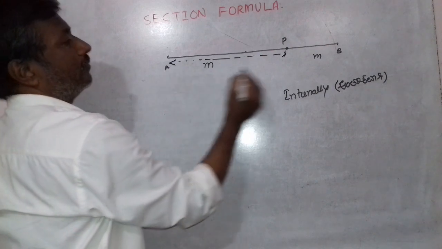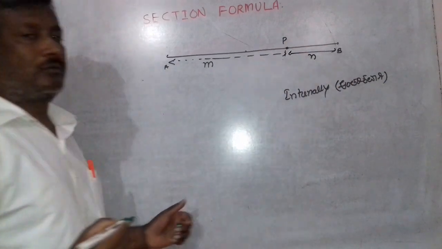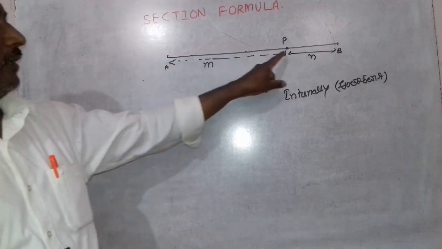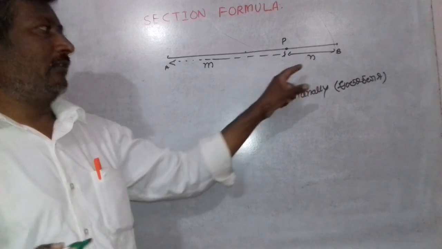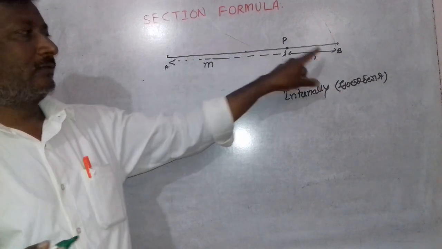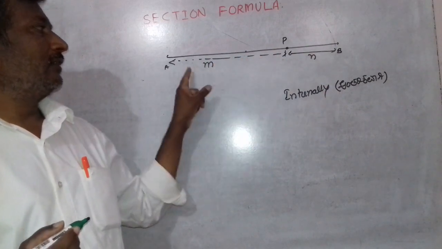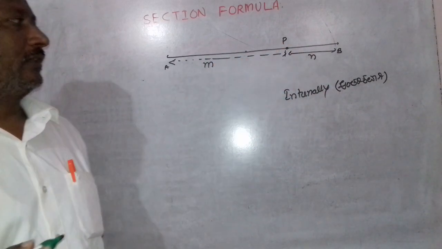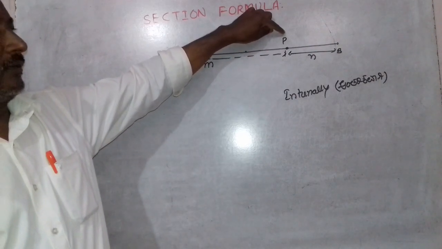This is equal to m, this is equal to n. So AP equals m, PB equals n. That is, P is a point which divides the line segment AB internally in the ratio m is to n. Then the coordinates of the point P are given by the following.